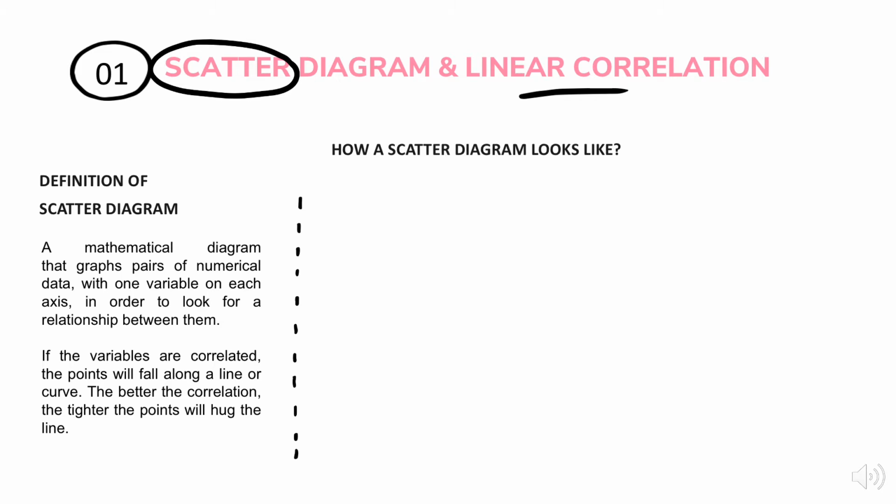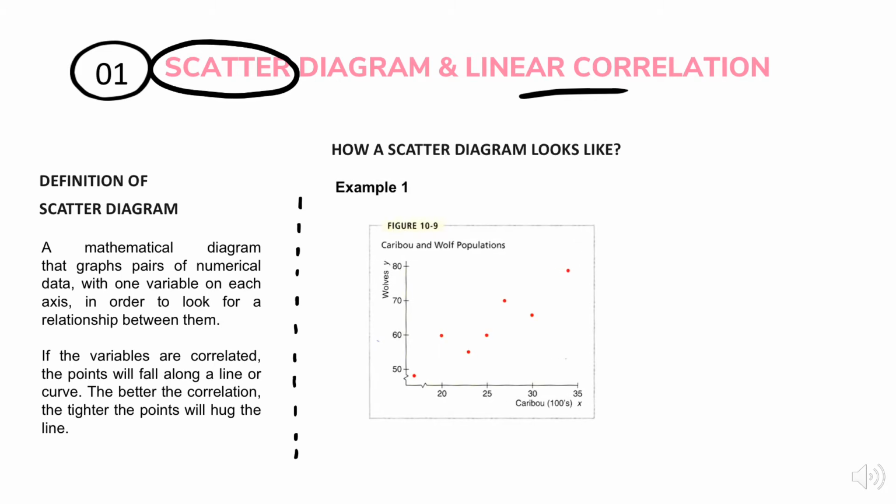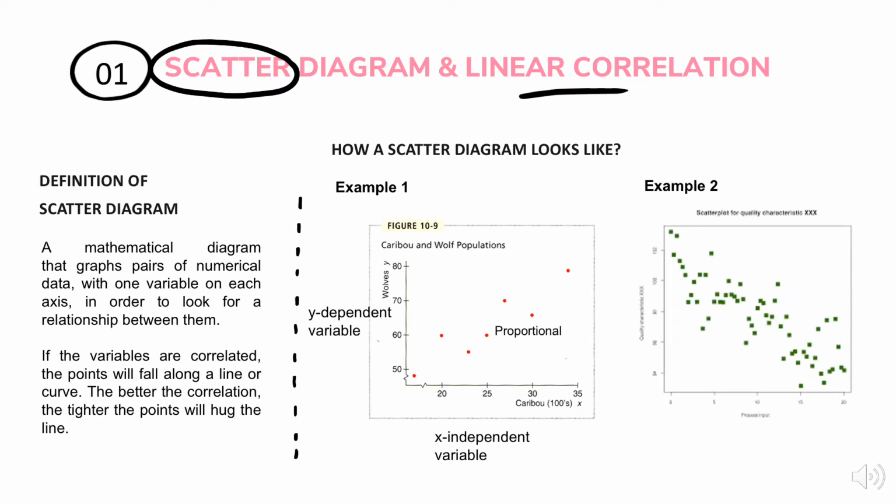So here are examples of two scatter diagrams. In both examples, you can see that there are several points plotted or scattered. So that's why it is called scatter diagram. Basically, when we plot the data points, we would like to see how the y variable change with the x variable, or how is the correlation or relationship between them. Y is known as dependent variable, whereas x is known as independent variable.